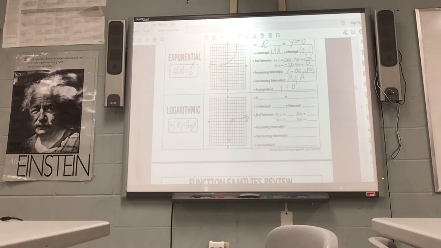So domain, it's gonna go forever to the right, but it's not gonna go past 0, so x has to be greater than 0. Range, it is gonna go down forever, and it is gonna go up forever, so all real numbers.